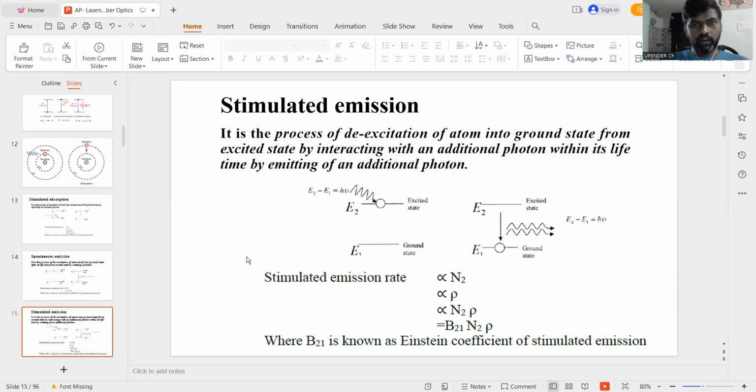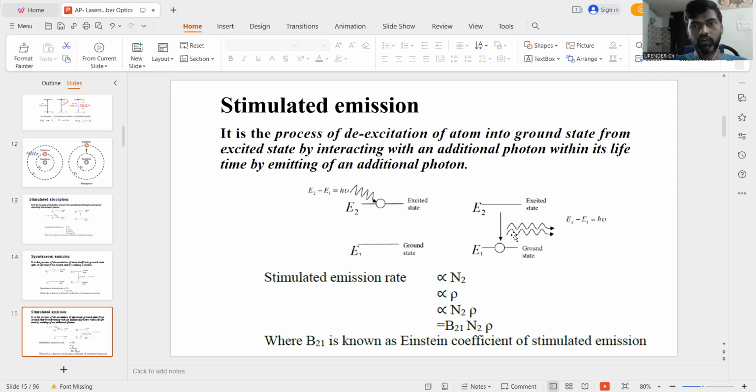Next one is stimulated emission process. In this process of de-excitation of atom into the ground state from the excited state by interacting with additional photon within its lifetime of excited state by emitting the additional photon. Within the lifetime of excited state, the atom will come back to the ground state because of the induced photon. Because of the induced photon, one more external photon collides with this particular atom, and it is coming back to the ground state by releasing two photons. One is the absorbed photon, the other one is the induced photon.